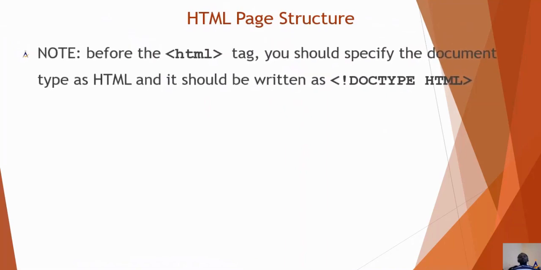Now, on the previous slide, you have learned how the HTML page should be structured, but you should note that an HTML document should be specified so that a browser can understand that this is an HTML document. Before the open HTML root tag, you should place another element that specifies your document type, and this should be written in this way: less than exclamation mark doctype html greater than.